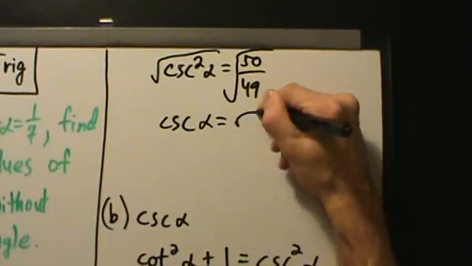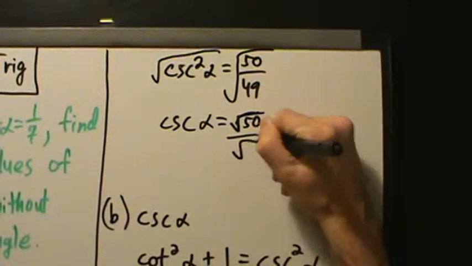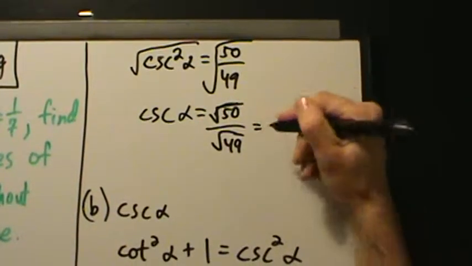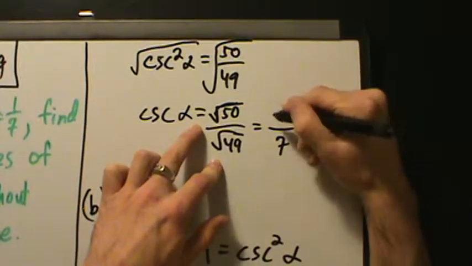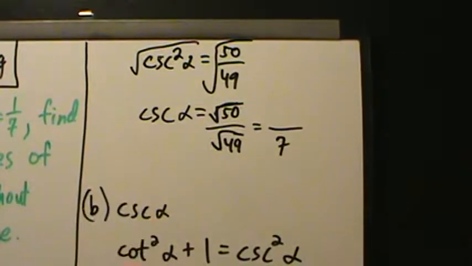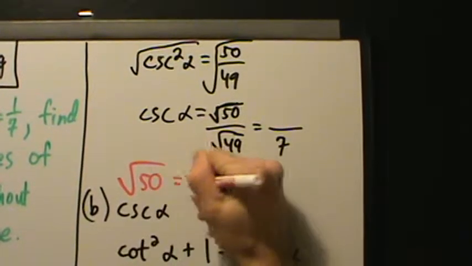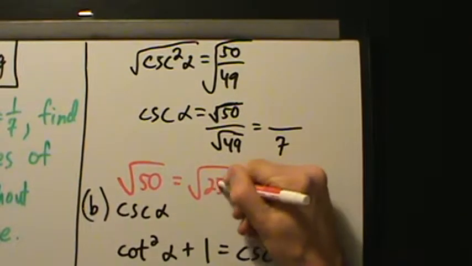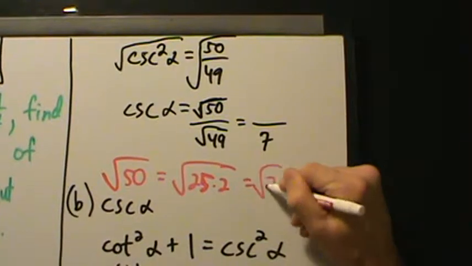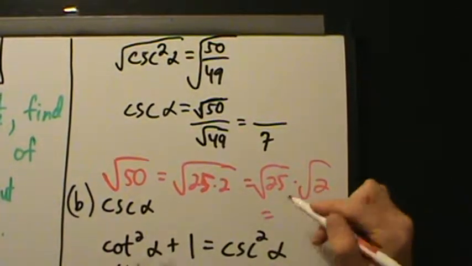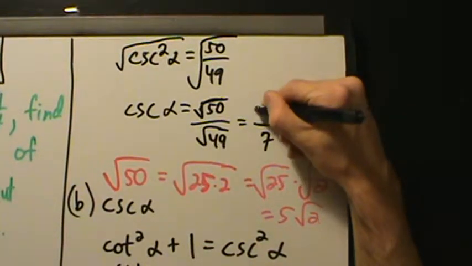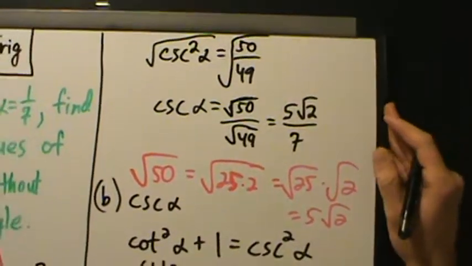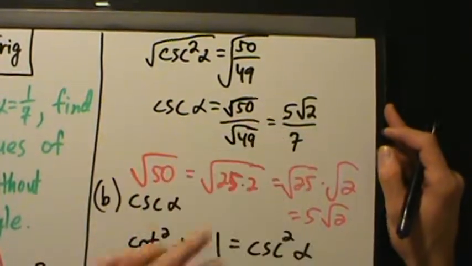So we can rewrite this as root 50 divided by root 49. Okay. Now, first of all, root 49 is just 7, right? So we're just going to have a 7 on the bottom. And root 50, 50 is the same thing, so let's come down here. We use a different color. So root 50, that's the same thing as root 25 times 2, okay? Which is the same thing as root 25 times root 2. Root 25 is just 5, so this is 5 root 2. Okay? So square root of 50 is the same thing as 5 root 2. So that's just some algebra review there. So cosecant of alpha is 5 root 2 over 7.